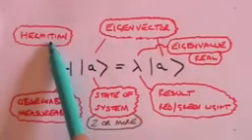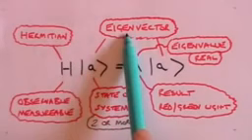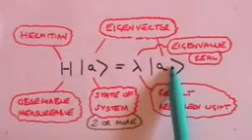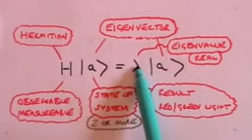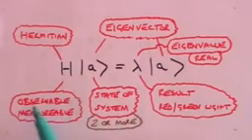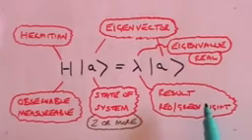You've got a Hermitian matrix acting on an eigenvector. It produces the same eigenvector and a real eigenvalue. Below, I've put what that means in the physics.